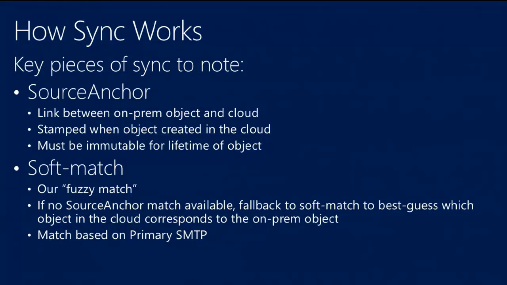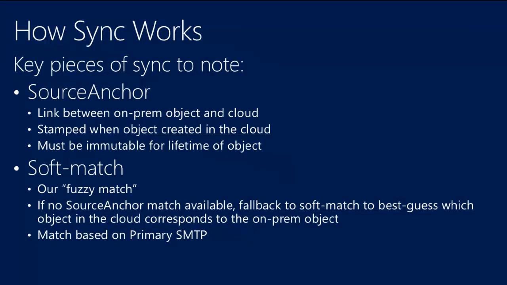The second concept that factors into a lot of deployment scenarios is what we call soft match. This is really our fuzzy match. Say I've started Office 365, I've created some users, they're using Exchange Online, and I'm ready to set up DirSync and move into my production environment. Real users in the cloud. When you run DirSync for that first time, we're going to try our best to link those objects back up. So we'll try to see if any of the objects from the on-prem directory already exist in the cloud.